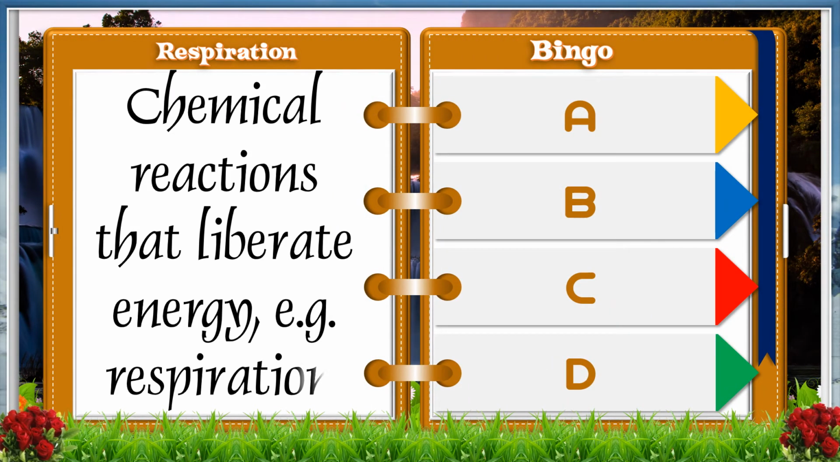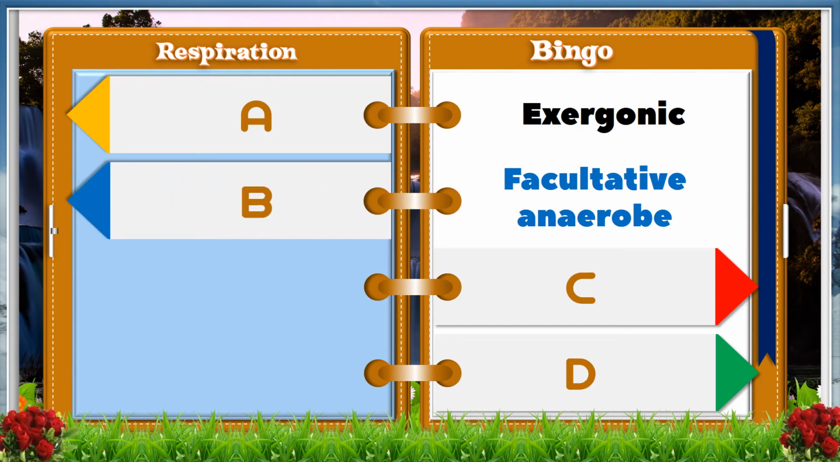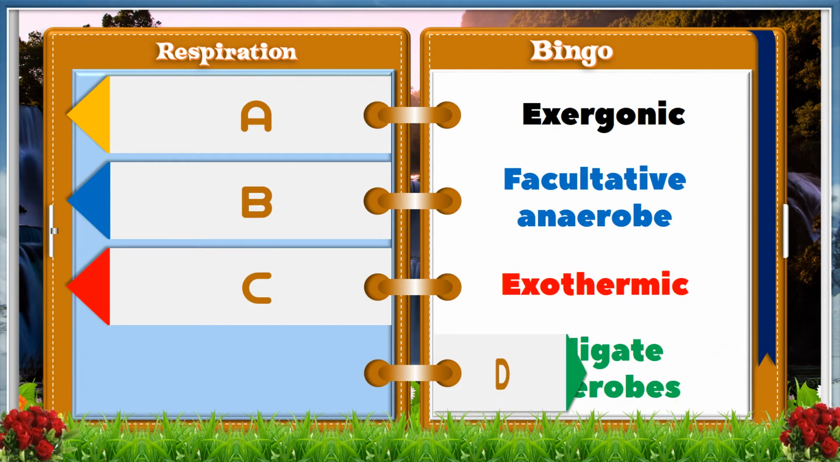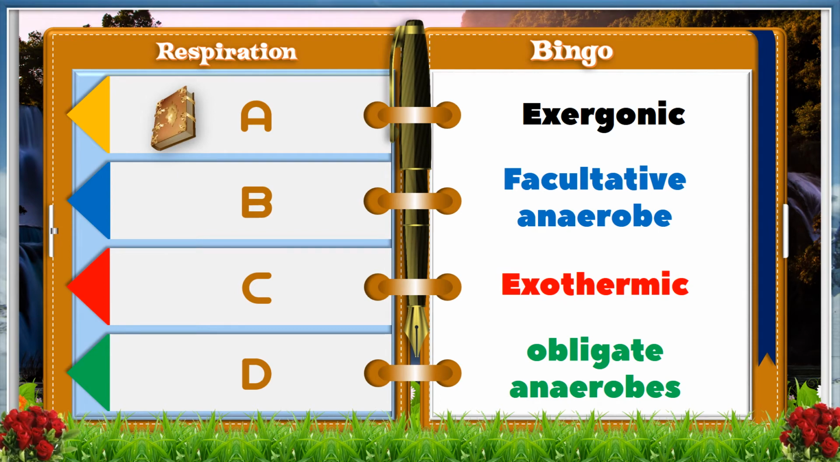Chemical reactions that liberate energy, for example, respiration. A. Exergonic. B. Facultative anaerobe. C. Exothermic. D. Obligate anaerobe. And the answer is A. Exergonic.